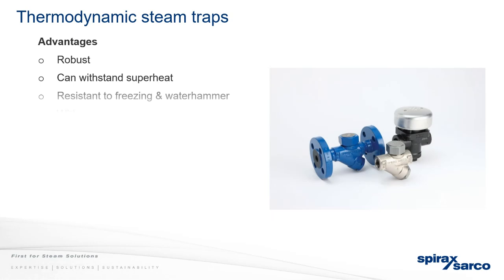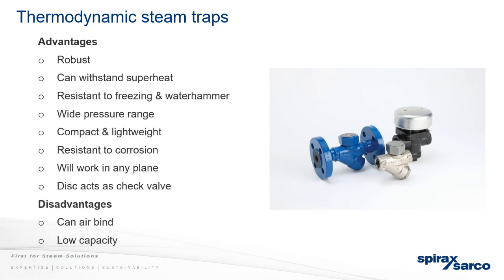So thermodynamic steam traps, advantages and disadvantages. They are robust. There's not really anything that can crush or be distorted on them. So it makes them very robust, very able to cope with water hammer and various other things in your system. They can withstand superheat, so they don't really distort with any superheat. Resistant to freezing and water hammer. If a trap freezes, it will stop working, but when it defrosts, it will still be in good working order.